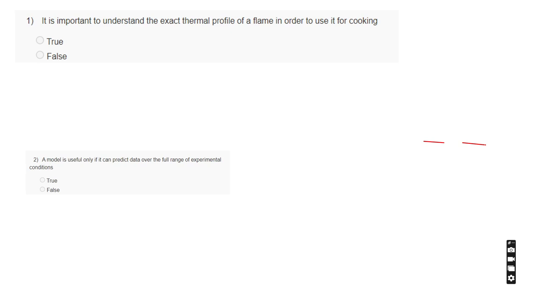So first one: it is important to understand the exact thermal profile of a flame in order to use it for cooking. Is it important? Can anyone tell the answer? Please respond. It's like true or false kind of questions only. Most of them you can answer very well.